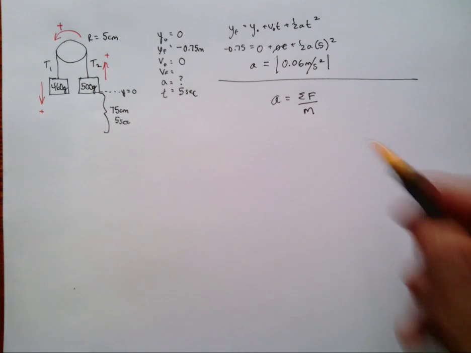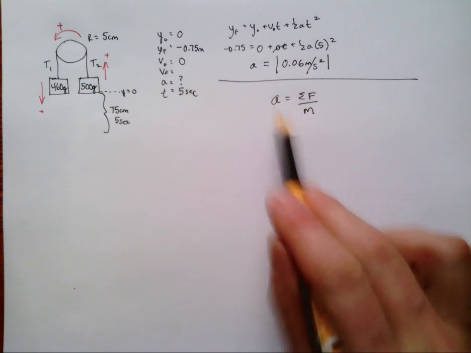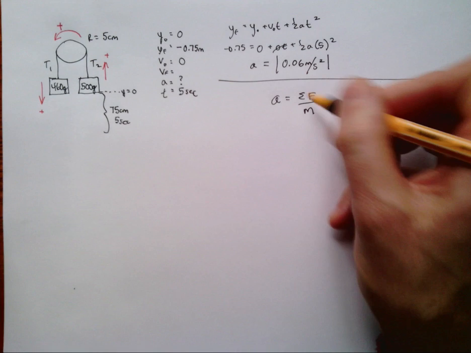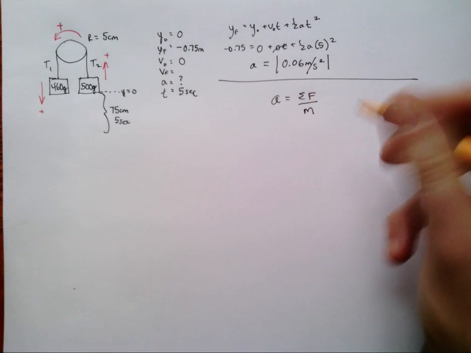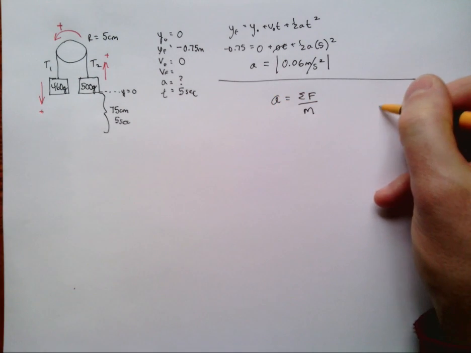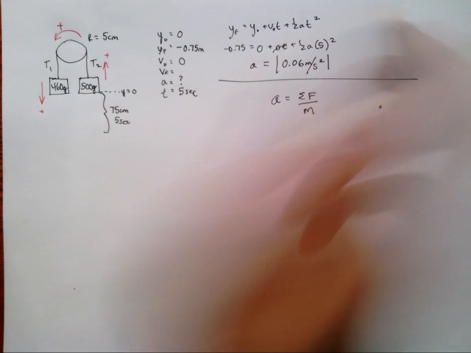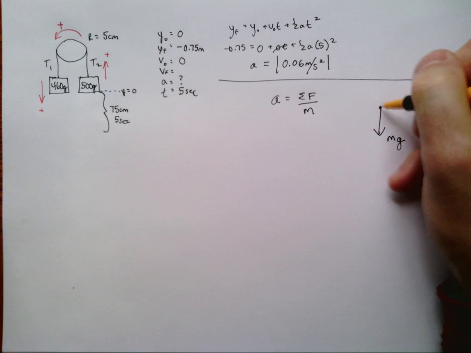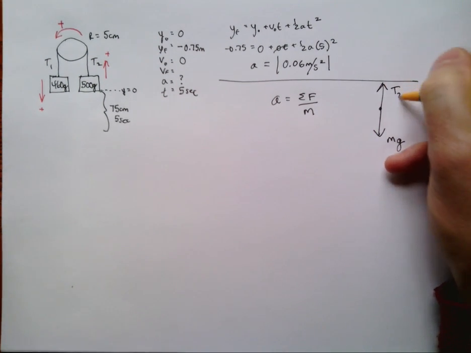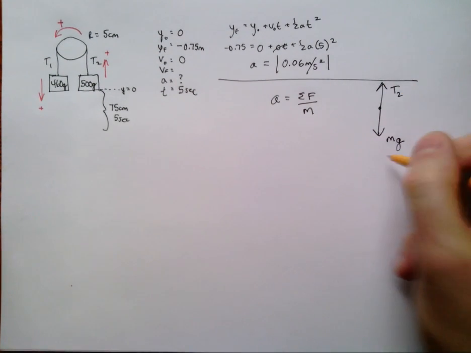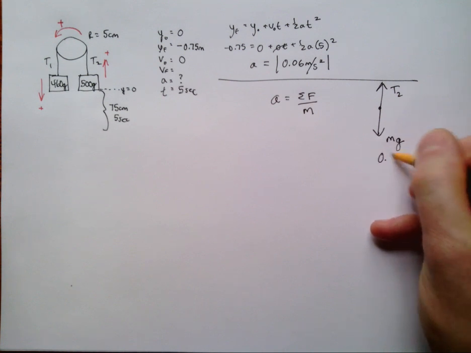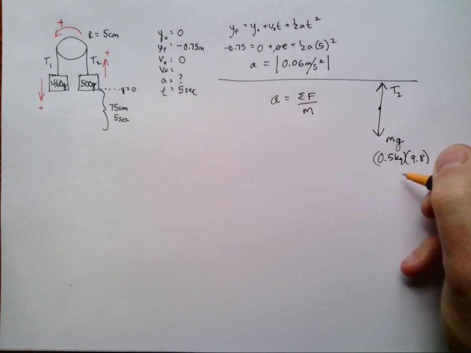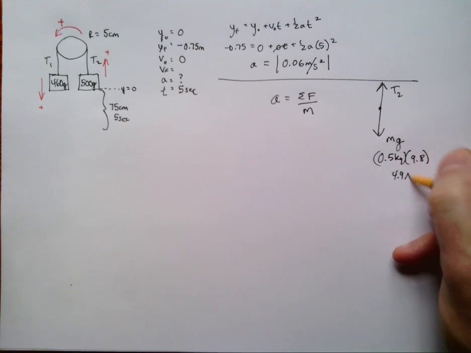So let's now go ahead and calculate the tension on this side. So anytime I use acceleration equals net force divided by mass, you always want to draw a free body diagram. I'm drawing a diagram of this object right here. So the downward force on it is gravity, mg. The upward force is tension, T2. mg is going to be equal to 0.5 kilograms times 9.8, and that's going to give 4.9 newtons.